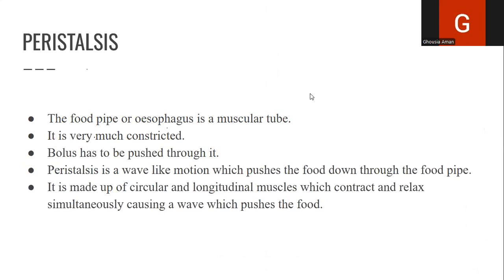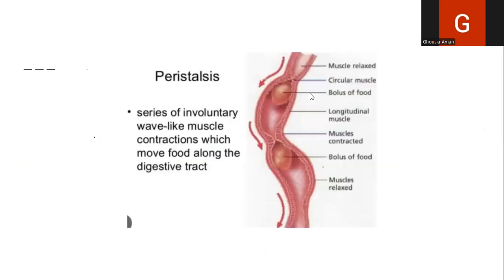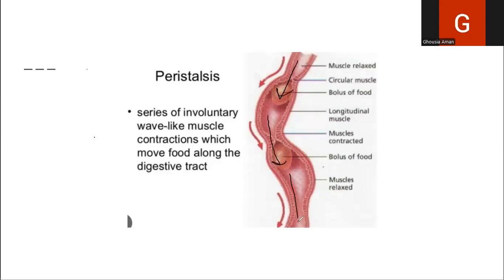Okay. Now, what is peristalsis? You can see our food pipe and our stomach. Both of them are made up of circular and longitudinal muscles. And our food pipe is so narrow that the bolus has to be pushed down like this. So how is the bolus going to be pushed down? By the circular muscles and the longitudinal muscles. The circular muscles go along the circular way and the longitudinal muscles go along the length.